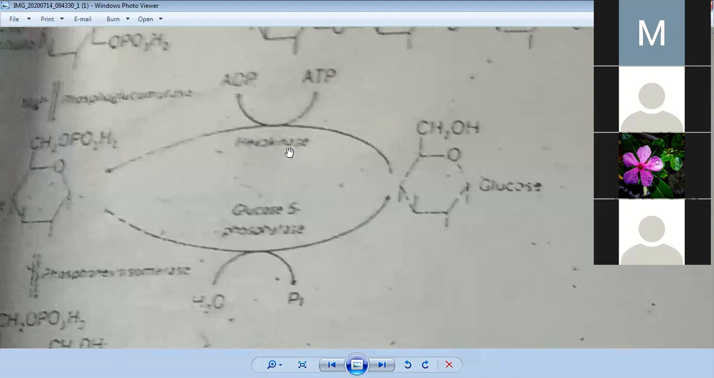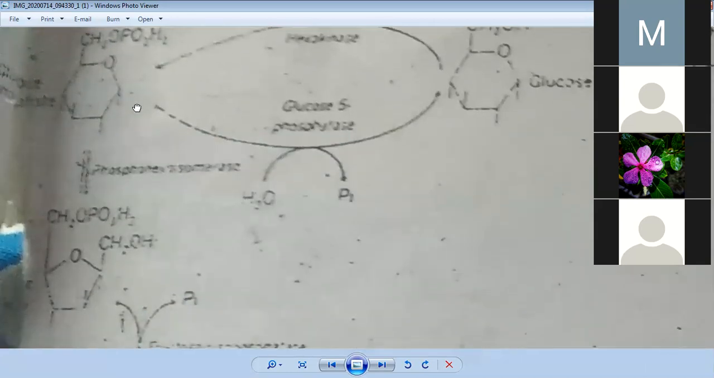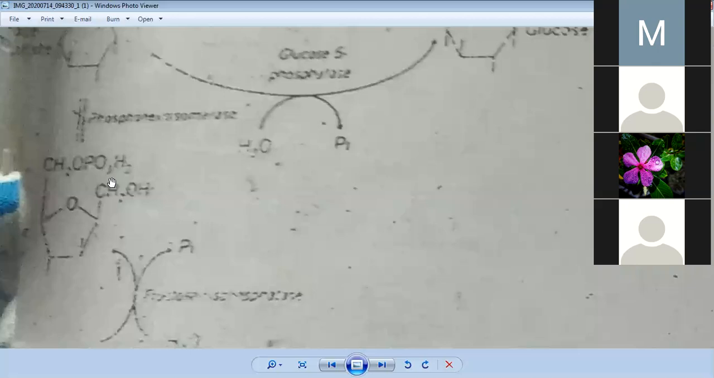So here you will find in glycolysis 10 reactions. Now glucose 6-phosphate. This one is glucose 6-phosphate, an aldo sugar, and it will be converted into fructose 6-phosphate. So what will be the enzyme then? Glucose was the aldo sugar. It will be changed into keto sugar. What will be the enzyme?